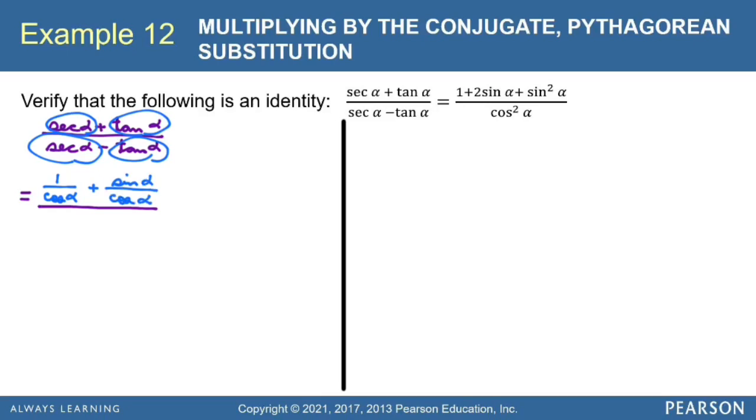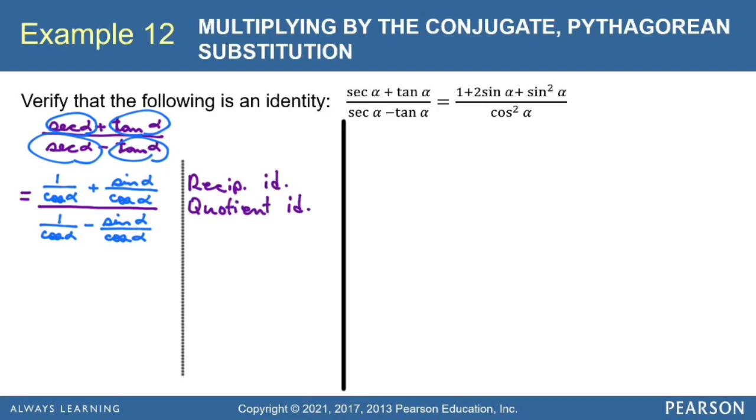Then in the denominator, again, secant of alpha can be restated as 1 over cosine. Then we have a minus. And then tangent of alpha can be restated as sine of alpha over cosine of alpha. Over here on the right, let's give our reason as reciprocal identities and quotient identities.